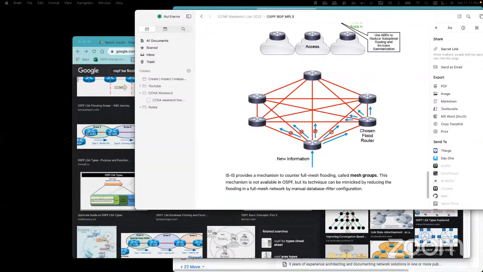Okay, so pick a subset of routers. Okay, you can create a network. जैसे 5 राउटरों को एक ग्रुप में डाल दिया. Okay, so you can configure all routers to filter out the LSA. Okay, means you can do a proper filtration.